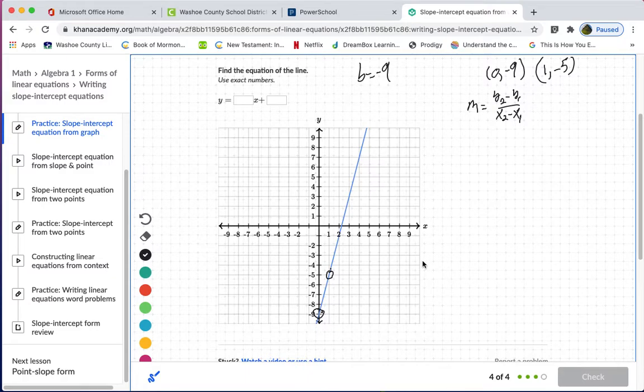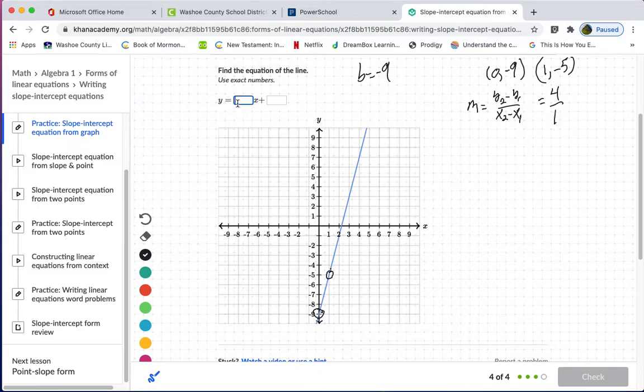So when we have a graph, the only time that we really need to do this is if it's not obvious where our points lie. So this one's pretty obvious that 1, -5 is a point. So we're just going to count from -9. So this is 1, 2, 3, 4. We went up 4. So this is going to be 4. And we went over 1. So +4 over 1. So that's 4 and 1.